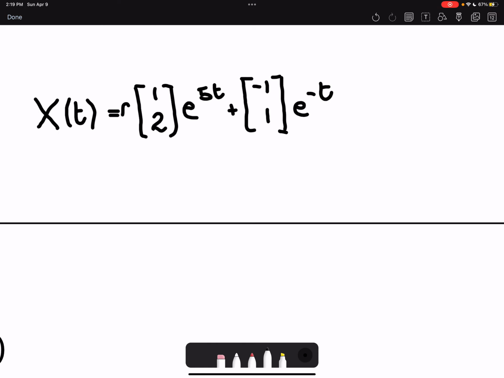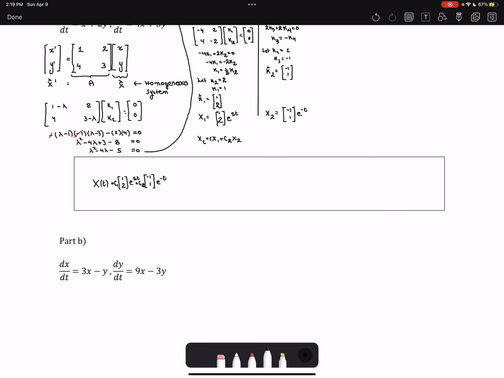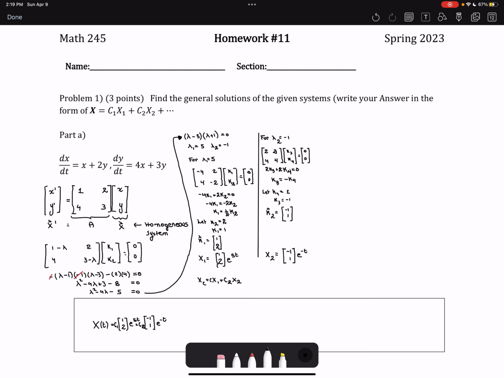Now, don't forget, you got your constants here. They even tell you. And this is going to be your part A. I'll see you for part B.